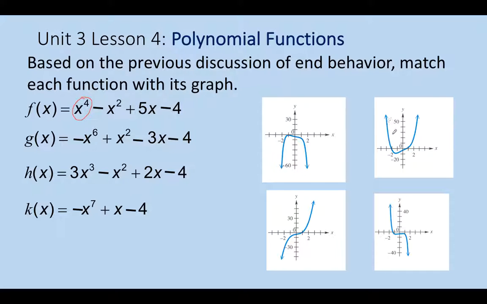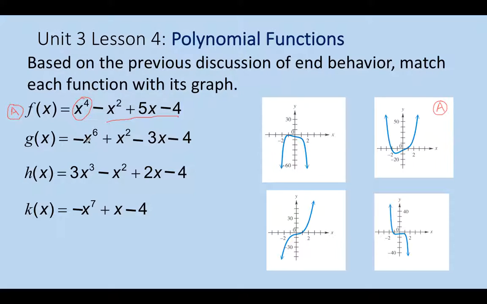So here I've got end behavior where they both go up. It kind of resembles that U shape. I should expect it not to look like a perfect U because I have a whole bunch of other junk going on here. But this would be the first one. So if we called this one A, that would match with this one right here.